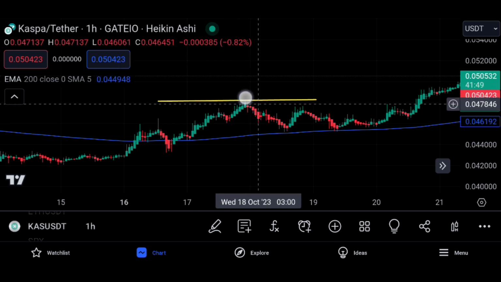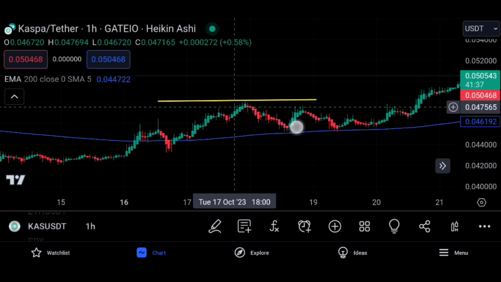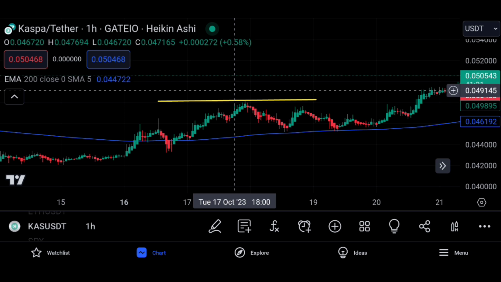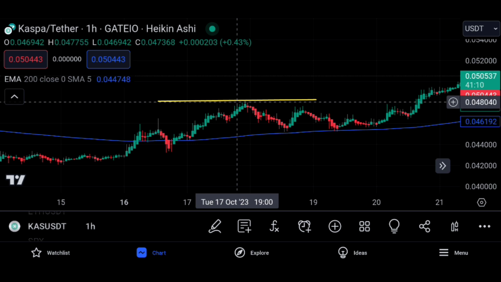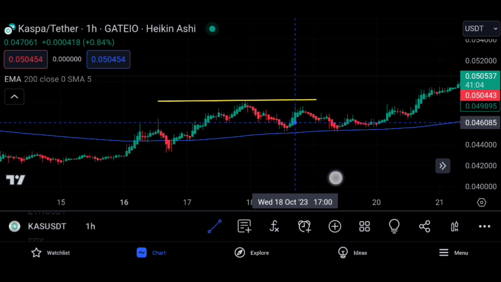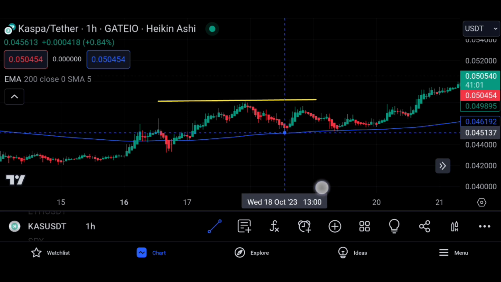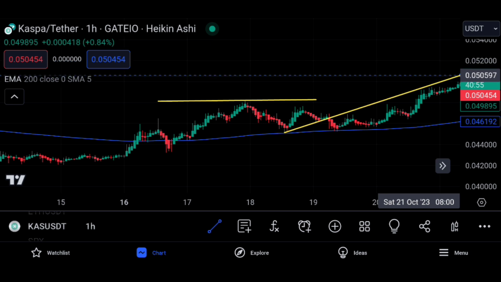You can see the resistance established right here, and when this resistance was created by the buyers, there's a pullback by the sellers, bringing the price back to the 200 EMA. But because the sell momentum is too low and the sellers are not enough to actually take the price below the 200 EMA again, the buyers still went into the market and the price broke above the previous resistance created right here.